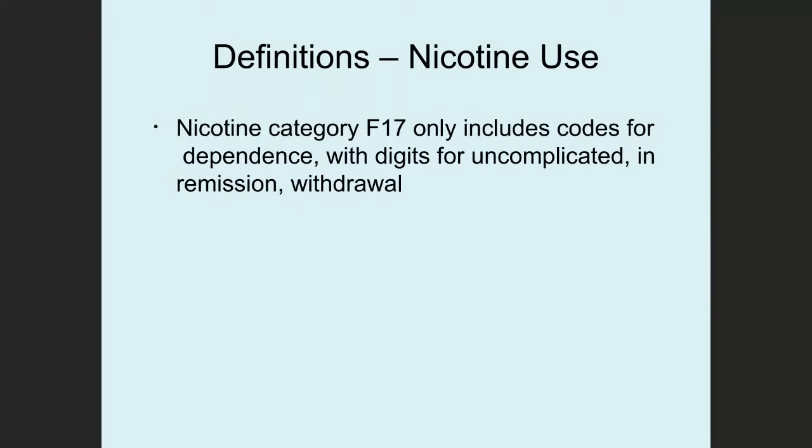Now, for definitions for nicotine use, as you can imagine, not as much. You're not going to get hallucinations and psychosis from using nicotine. So nicotine category F17 only includes codes for dependence with digits for uncomplicated, in remission, or withdrawal. Now, you are going to get some withdrawal symptoms.